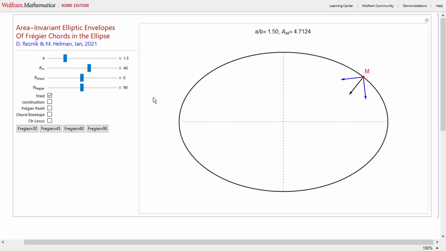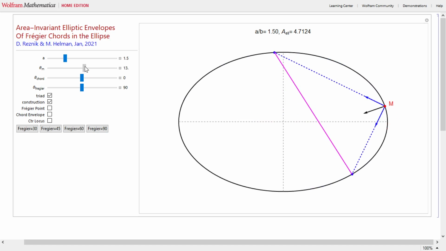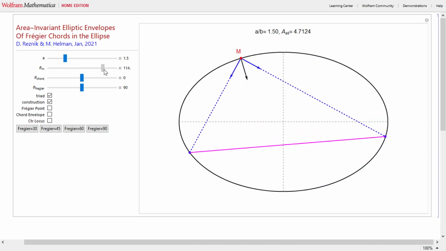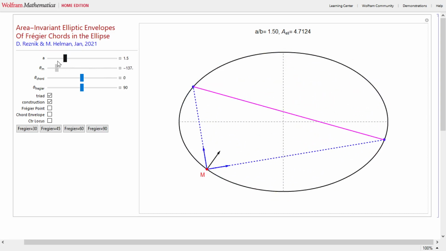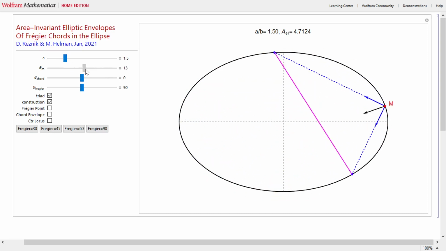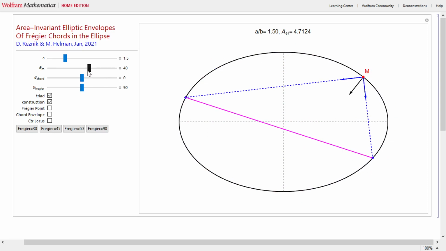All right, so here's what Frégier discovered and proved. Let's extend those blue arrows until they intersect the ellipse at these two blue points. And of course, if I move this whole construction, I'm going to get this kind of situation here, and go to the third quadrant as well. Let's stay in the first quadrant without loss of generality. Now, what Frégier looked at was the envelope of these chords that are defined by these two intersection points.